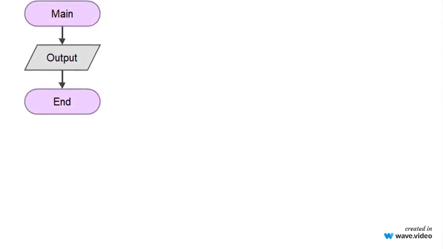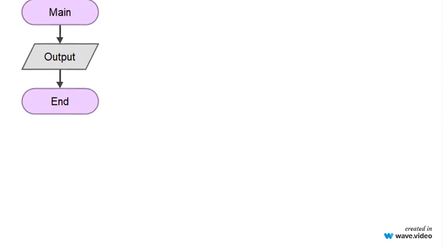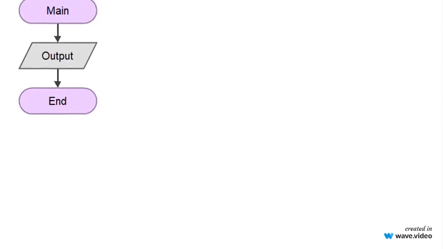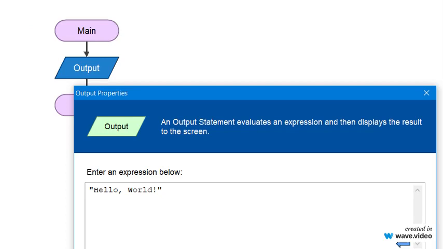Now, double-click or right-click on the output shape to edit it. Next, a window will appear titled Output Properties. Using this window, you can specify what will be displayed on the screen. Output shapes are fairly simple. They will output the result of an expression. This can be something like a text message, a variable, or the result of a calculation.